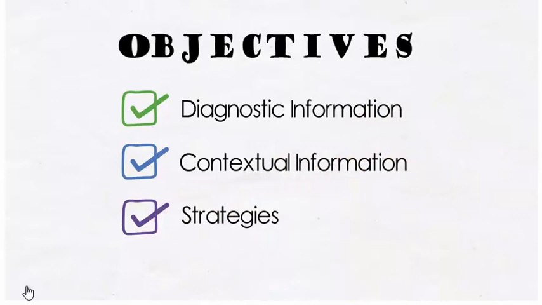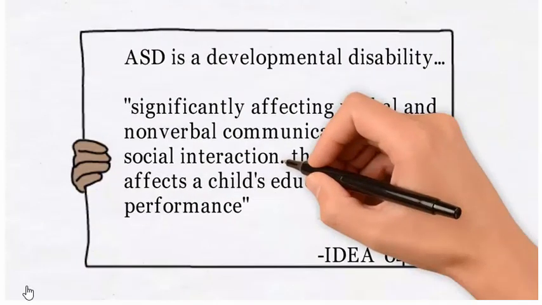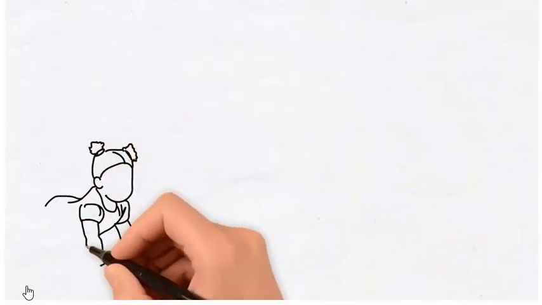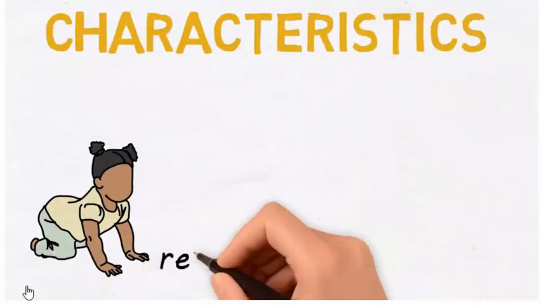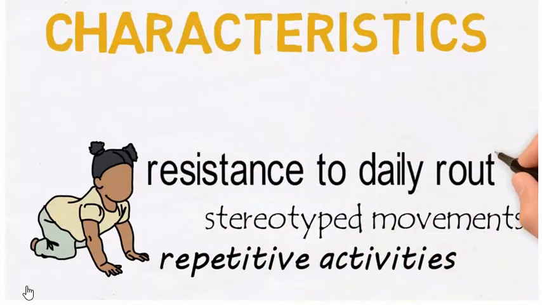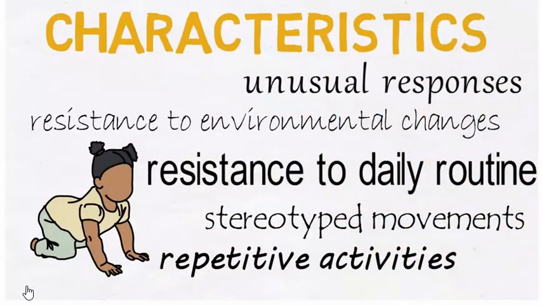Time for our first section, which talks about all of the diagnostic information of ASD. The federal definition of ASD in the Individuals with Disabilities Education Act, or IDEA-04, is stated as a developmental disability significantly affecting verbal and nonverbal communication and social interaction that adversely affects a child's educational performance. According to IDEA-04, ASD is evident when a child is 3 years old or younger. Some other characteristics of ASD include performing repetitive activities, stereotyped movements, resistance to daily routine, resistance to environmental changes, and unusual responses to sensory experiences.